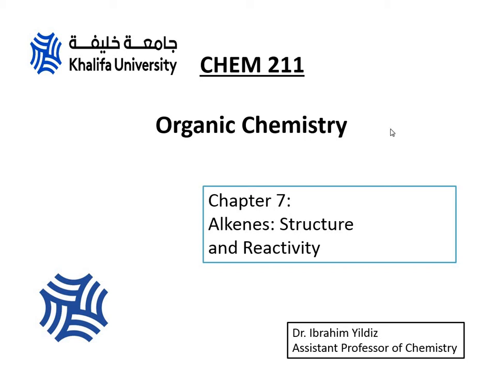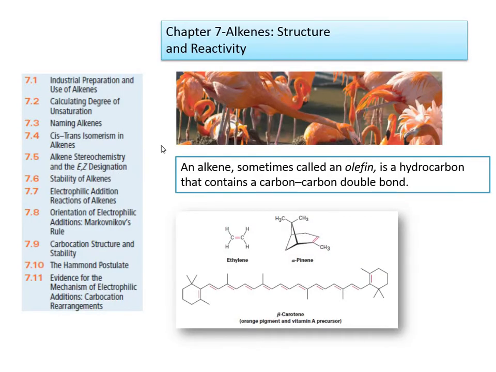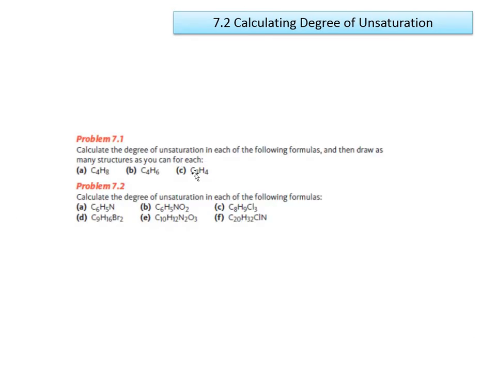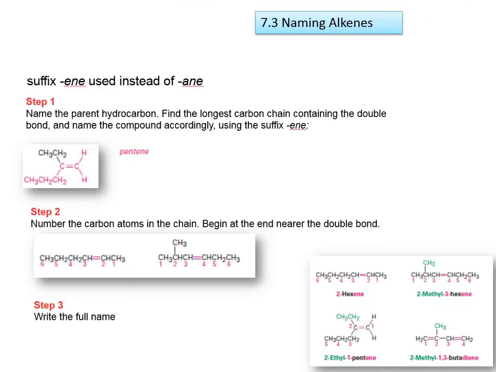Hi, in this lecture we are going to cover the rest of chapter 7, Alkenes, Structure and Reactivity. As you remember, in the previous lectures we started this chapter. We covered how to name alkenes and how to calculate degree of unsaturation. Then we performed some exercises for calculation of degree of unsaturation. Then we covered the naming of alkenes.